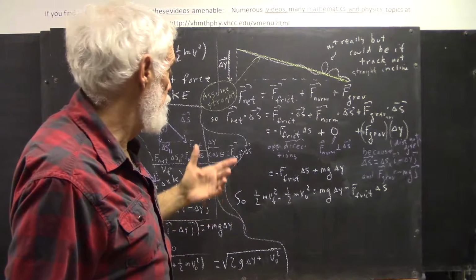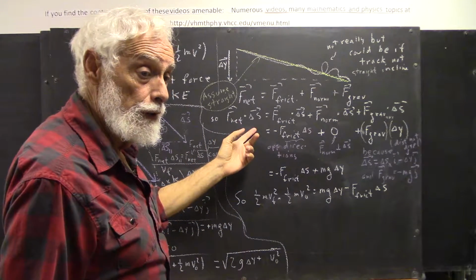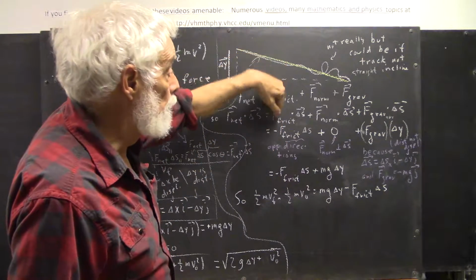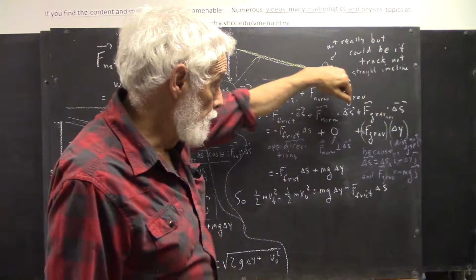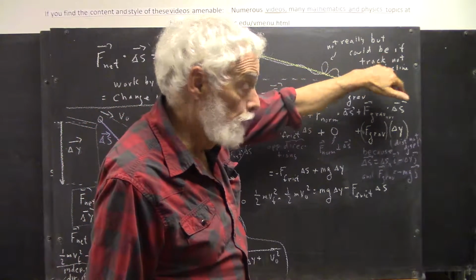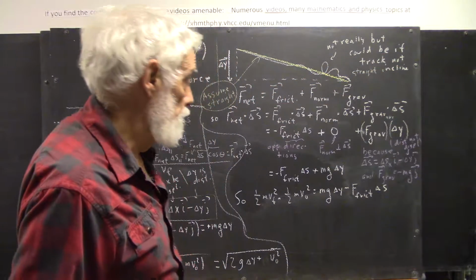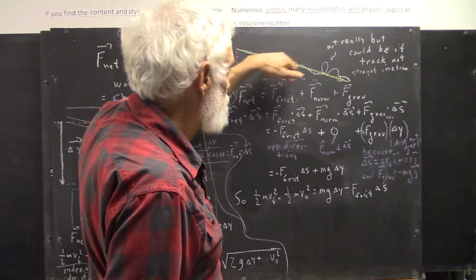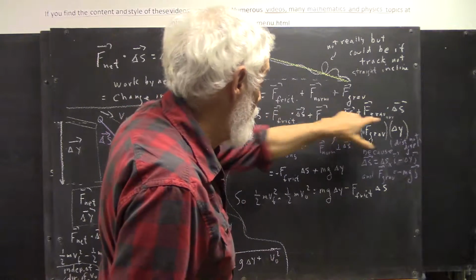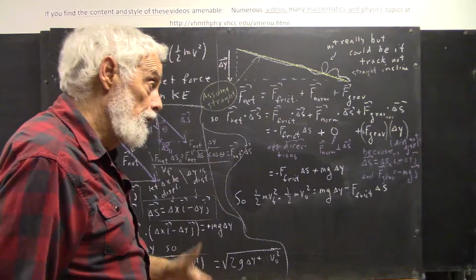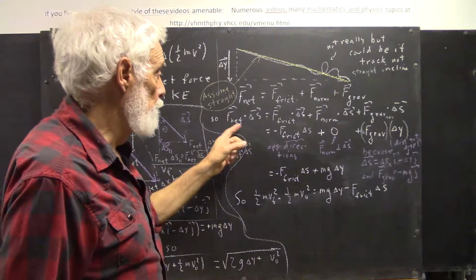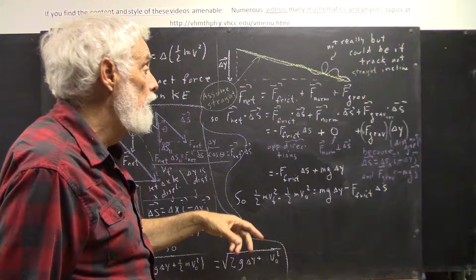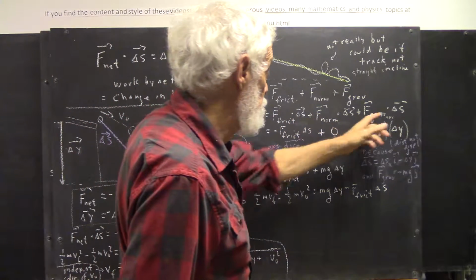So we say that our F net dot delta S consists of what? First of all, the frictional force dot delta S, the normal force dot delta S, the gravitational force dot delta S. So you just have a distributive law here. If I expanded this, it would be this plus this dot delta S, which gives you the same thing, and that clearly would be F net dot delta S. So by the distributive law we can expand and get these three terms.